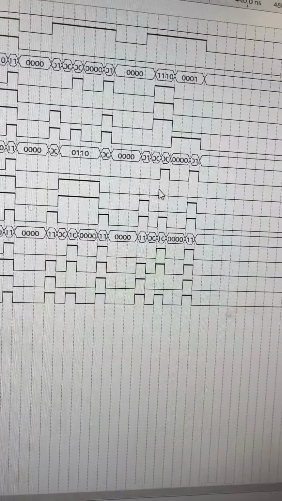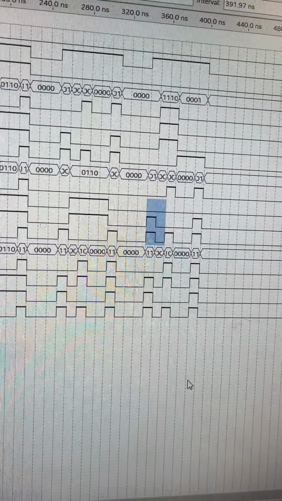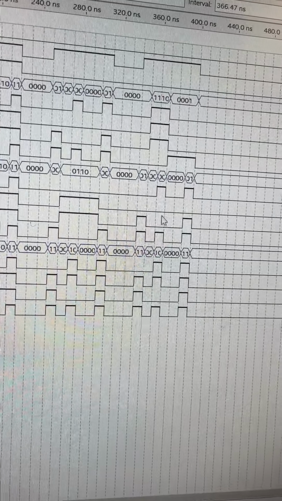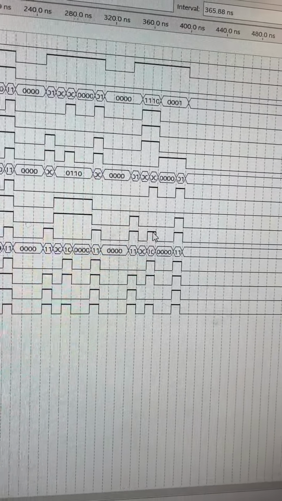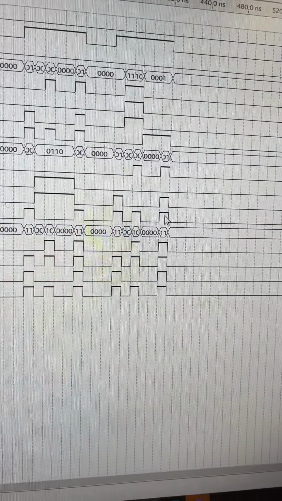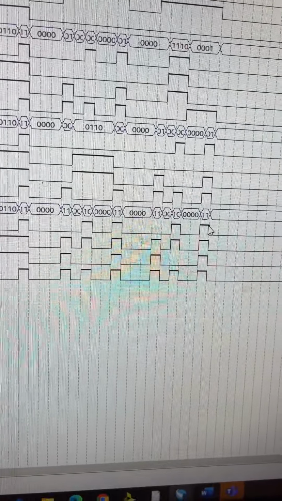So it will be B plus 4. So 0011 will give me 0111 for the output. 1001 will then give me 1101, and then 1011 for input B will give me 15 or 1111 for the output.